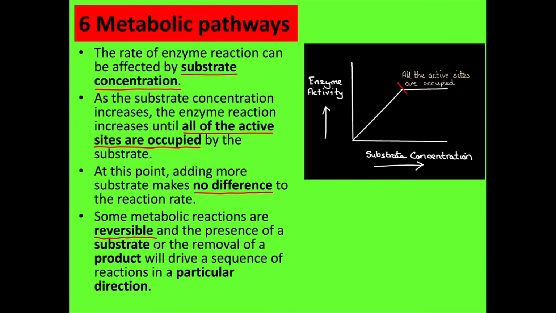And the presence of a substrate or the removal of a product can drive a sequence of reactions in a particular direction. So, for example, in something like aerobic respiration, the presence of glucose will drive aerobic respiration. Okay, it will drive that series of reactions that occur to produce our ATP at the end. And similarly, if you remove a product, that may well stop that metabolic pathway, and we'll have an accumulation or a buildup of a particular intermediate substance in the middle of the pathway, unless it's reversible, of course, in which case it can go back to the initial substrate.